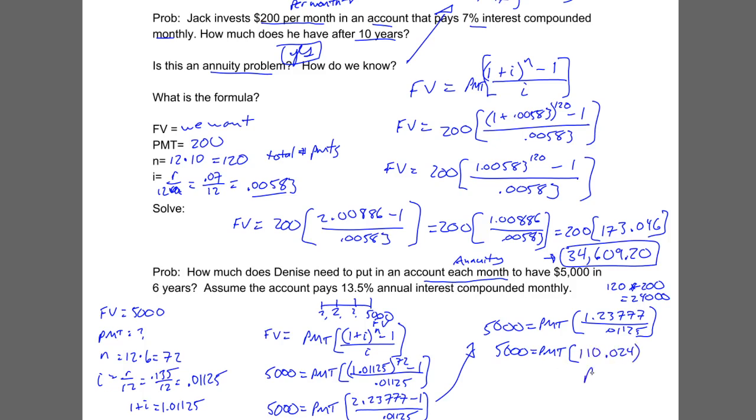And then divide those out. So the payment is going to be 5,000 divided by 110. And so what do we have for the payment? All those steps. 5,000 divided by 110.024 is 45.44. So to have $5,000 in 6 years, you just make about $50 a month payments. It's pretty amazing if you think about it.